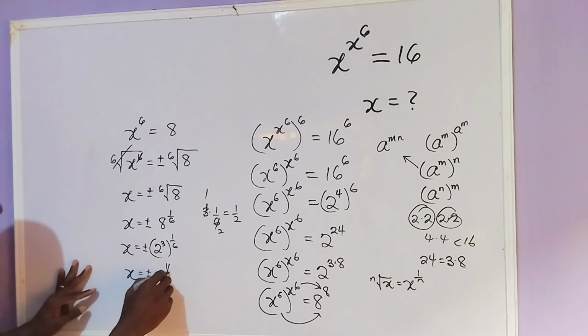So here we have that x equals plus or minus 2 raised to the power of 1 over 2, which gives us x equals plus or minus the square root of 2.